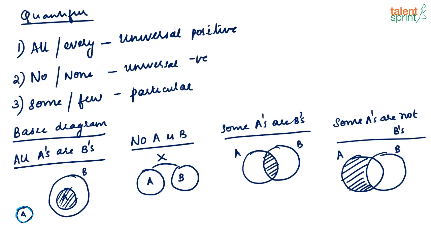But what you have to keep in mind is that you should know how to draw the basic diagram of each statement, because the basic diagram is the most important thing. If you refer back to our video lessons that we have provided to you, we would have explained in detail how to represent each given statement. As I said, all A's are B's means either it can be like this or it can be like this, correct?